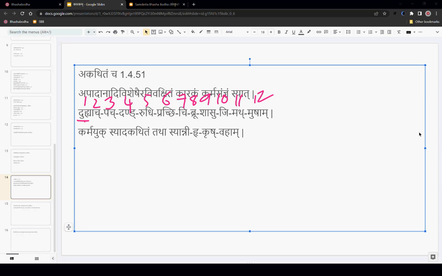Mahoday, is Rudhi only in the Rudhadi Gana or are all these verbs in Rudhadi Gana? No, we are talking about only Rudha. Rudha has the form Runadhi in the Lat Lakara. In other Lakaras it has different forms, right? But in Lat Lakara Runadhi, only Rudhi is in the Rudhadi.